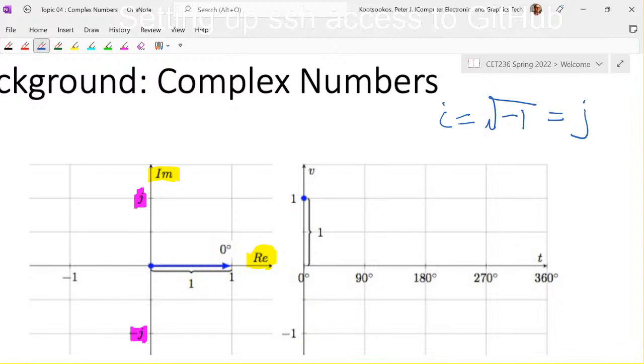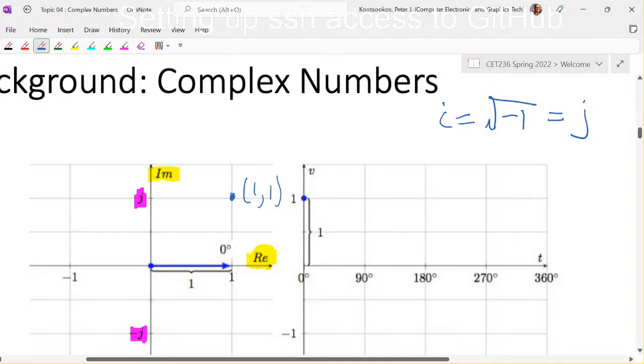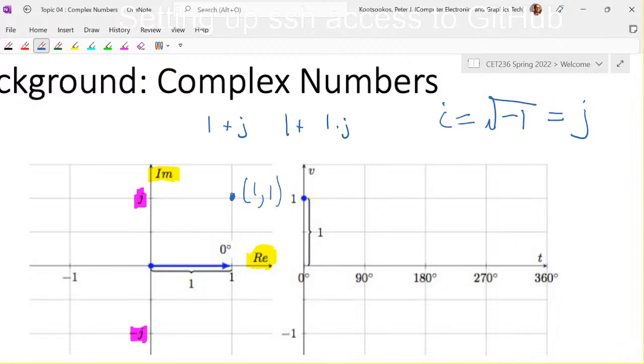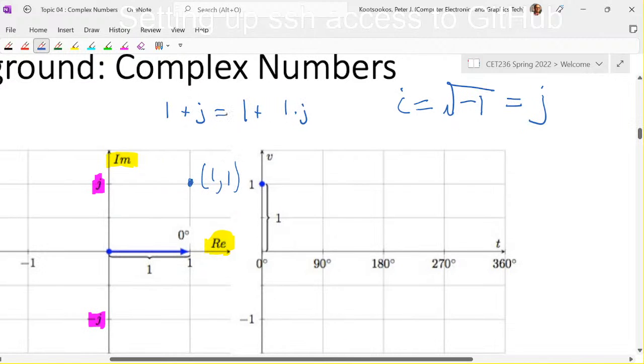So when I plot a point here, right, in xy coordinates, this is just 1, 1, but the way I would write that out is as 1 plus j, or maybe 1 plus 1j, to be clear that the magnitude in the imaginary axis direction is 1, the unit.